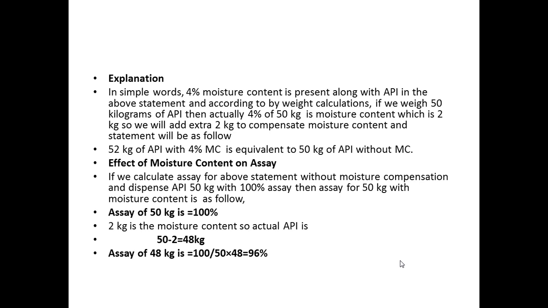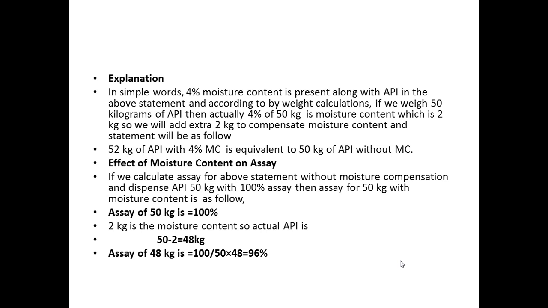Effect of moisture content on assay. Moisture content also affects our assay values. How can it affect? We will see. If we calculate assay for the above statement without moisture compensation and dispense API 50 kg with 100% assay, then the assay for 50 kg with moisture content is as follows.